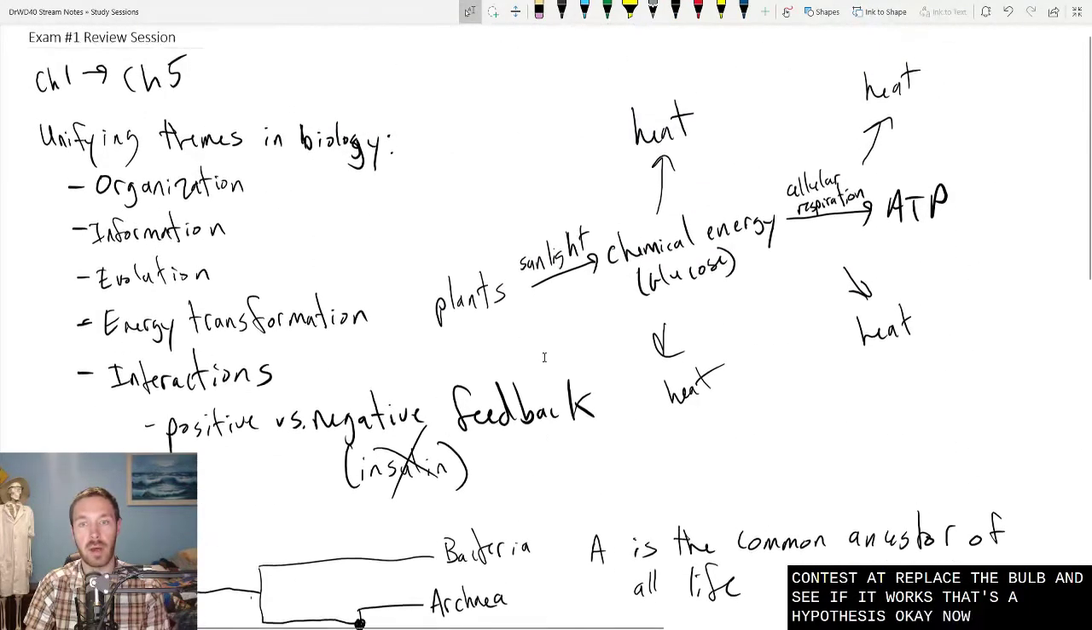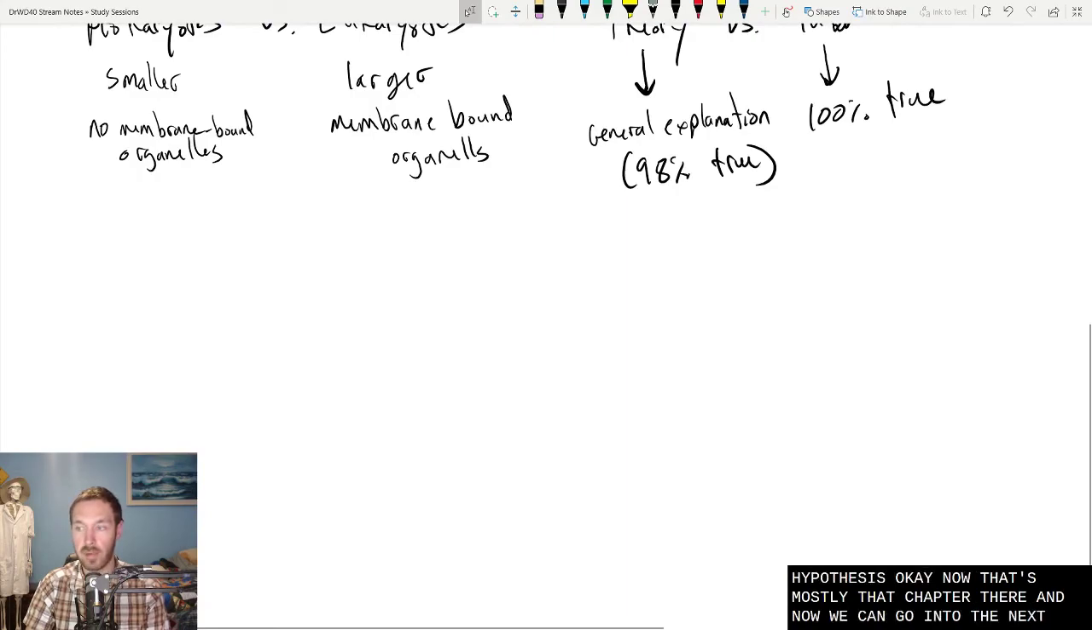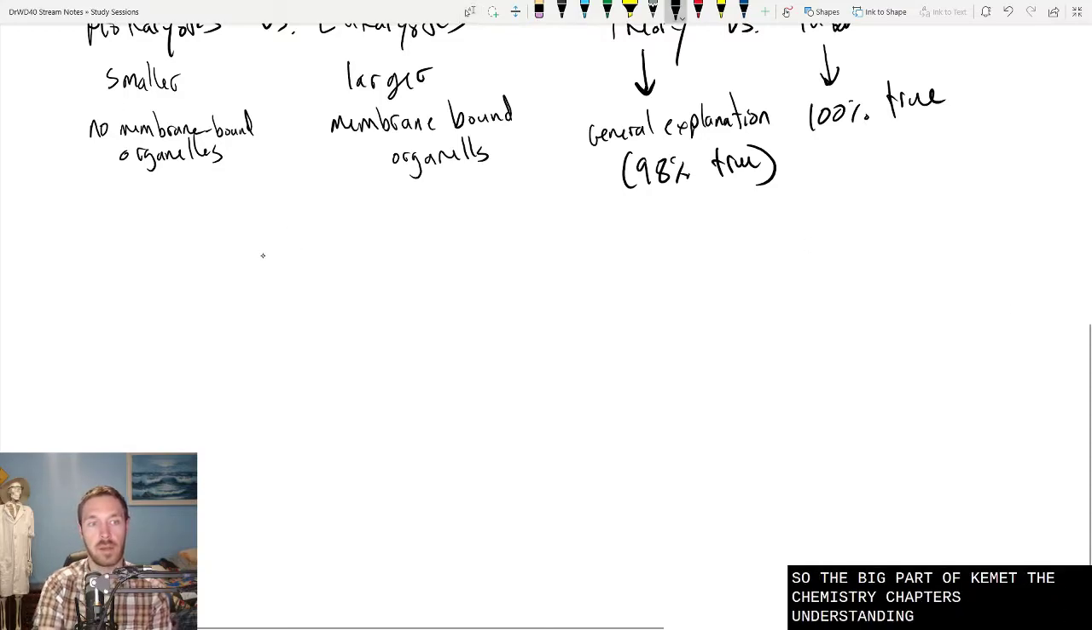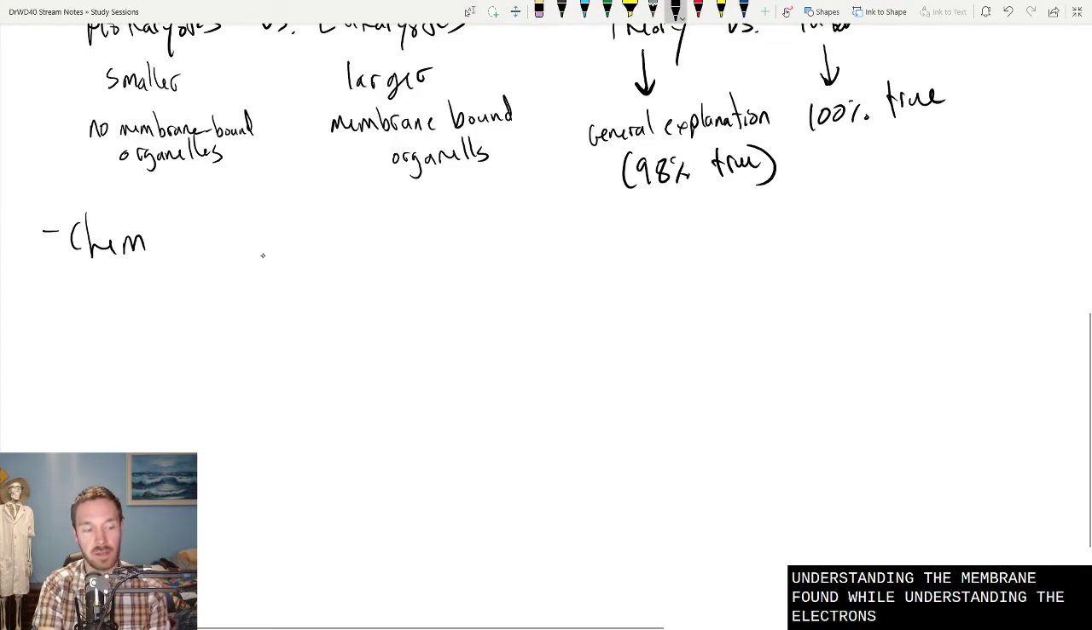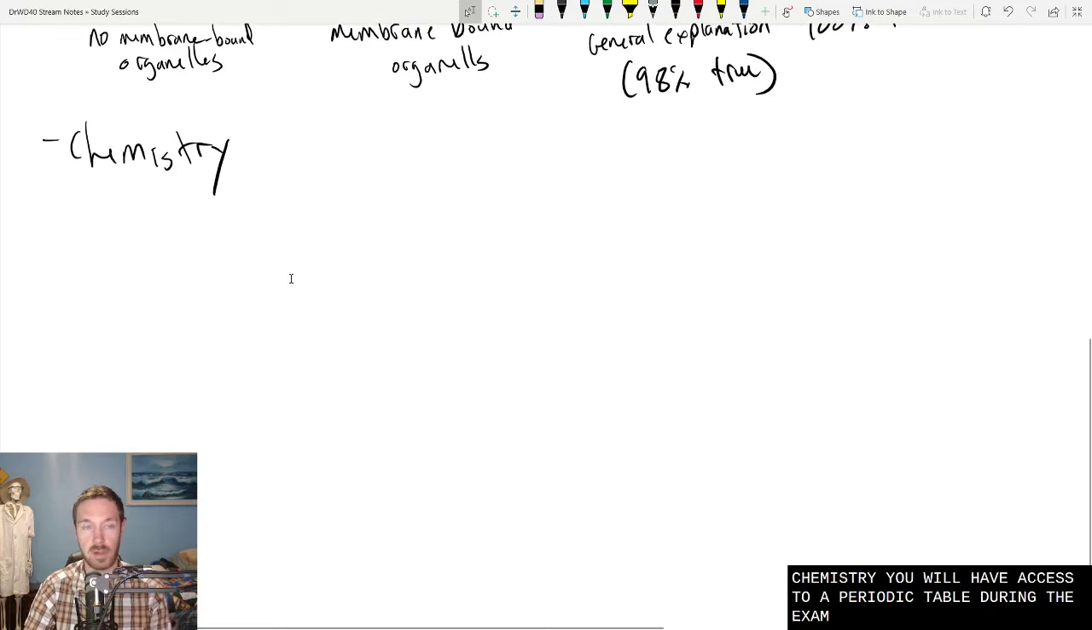Okay, so that's mostly that chapter there. And now we can go into the next chapter, which is on chemistry. The big part of the chemistry chapter is understanding the electrons, the subatomic particles, and what gives something charge. So here, chemistry. You will have access to a periodic table during the exam, so that shouldn't be a problem.